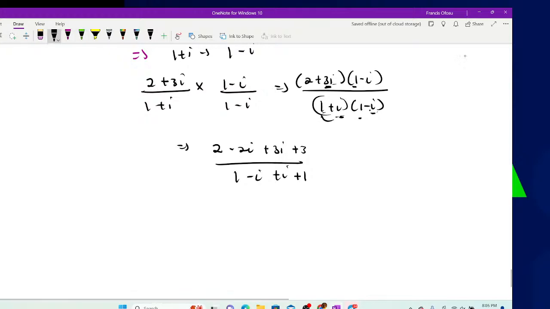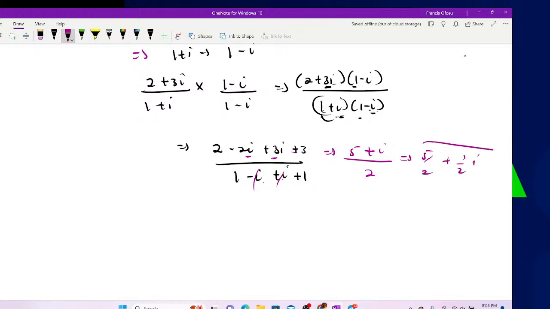Obviously, we can see that this will cancel this. Then I'm going to have 2 plus 3, which is 5, plus what? Negative 2i plus 3i. That will give me plus i. All over, this is gone. So 1 plus 1 is 2. So the answer is 5 over 2 plus 1 over 2 i. And this is the simple form for the division of what? The complex number 2 plus 3i over 1 plus i. Just make use of the conjugates and you simplify as I have done.